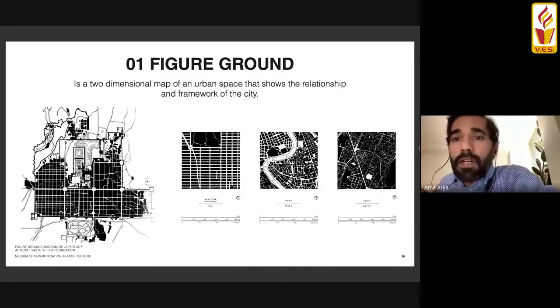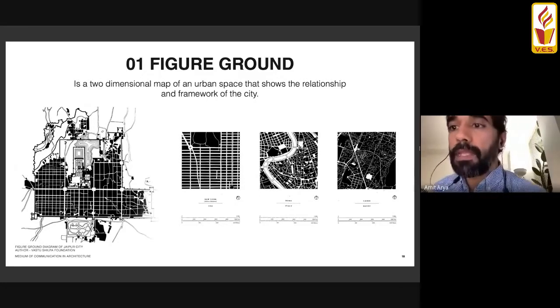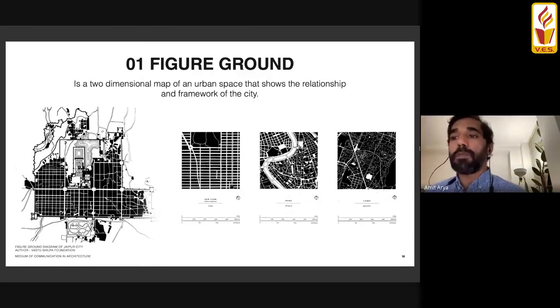is the idea of the figure ground. While the Nolli tries to identify public to private space, the figure ground simply tries to identify the built space to the unbuilt space in any city. So everything that you see in white here in all these diagrams is just space. They could be roads, they could be parks, they could be rivers, but they're definitely not building mass. And everything that is in black is the building.